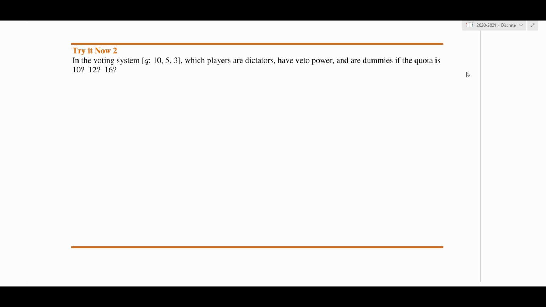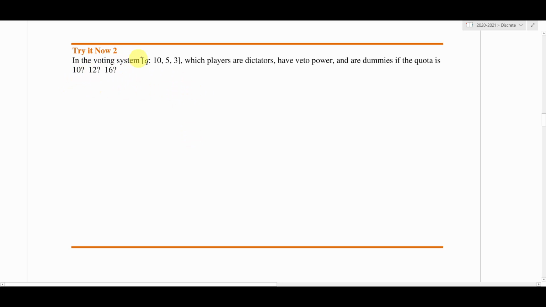So we had just finished discussing the idea of what is called a dictator, someone who has veto power, and dummies. Okay, so we're gonna do this example here with the three different quota levels that they give us, and just practice identifying who's a dictator, who has veto power, and who are the dummies. Okay, so here we go.